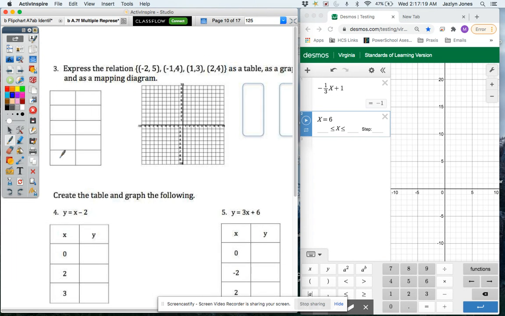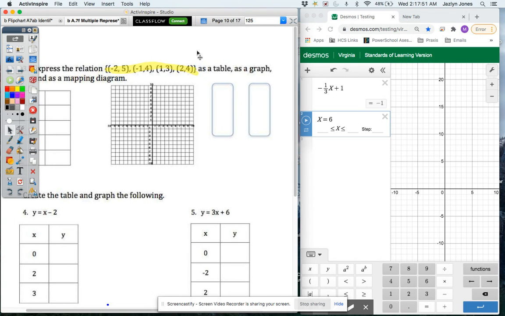I'm going to do number 3. All right, so this time they did not give me my rule. In this case, they gave me my ordered pairs. But I'm jumping ahead of myself. Let me go ahead and read the question first. It says express the relation. So we know that because everything is a relation. It's always a relationship, but they're not always functional. But we know this is a relationship.